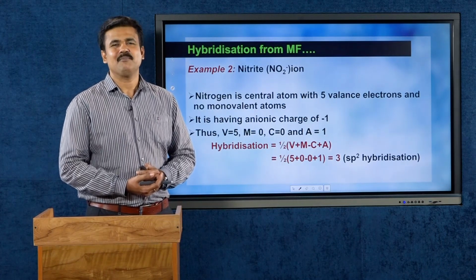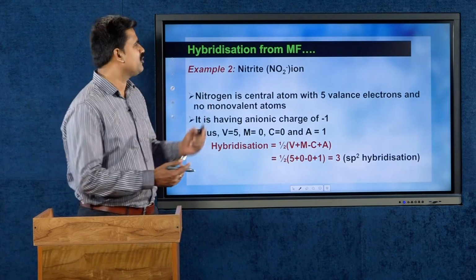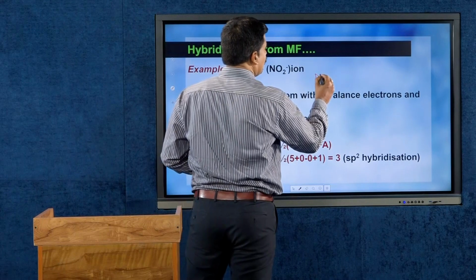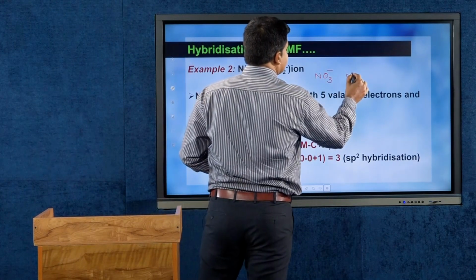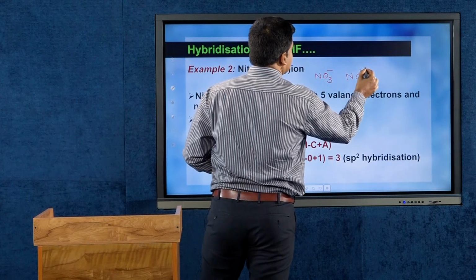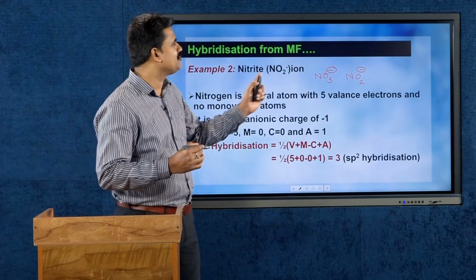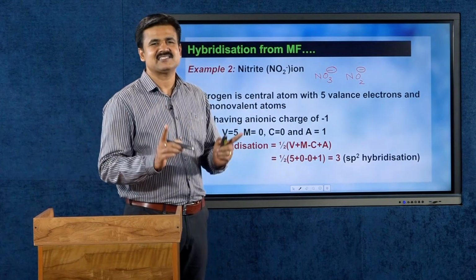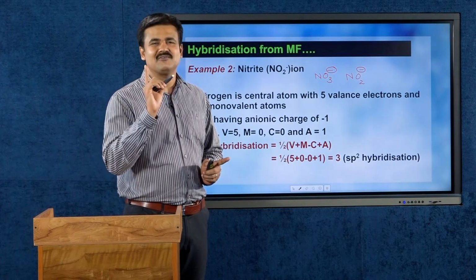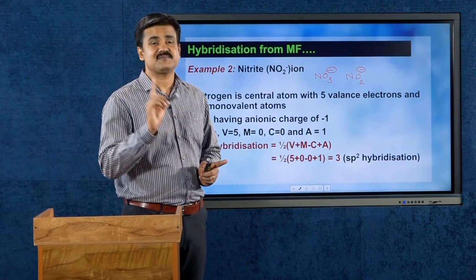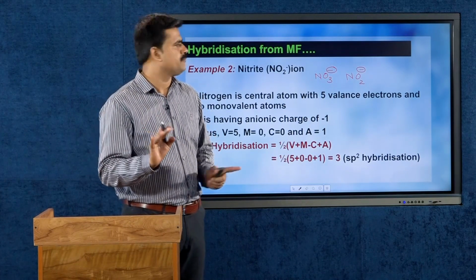Can you say why both ions have the same hybridization? This point is very remarkable. NO3 minus is nitrate ion. Here in this slide we discussed nitrite ion, and we calculated that both exhibit the same hybridization, sp2. Now, what is the reason? Even though the molecular formula is different, why do these two species exhibit the same sp2 hybridization? The answer is this: they differ.